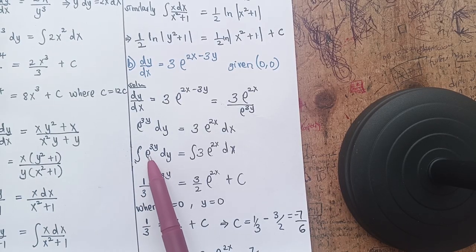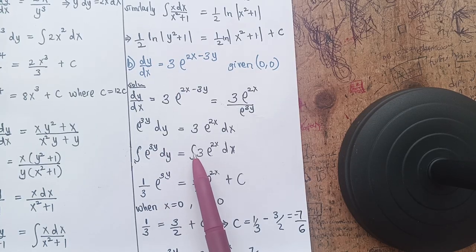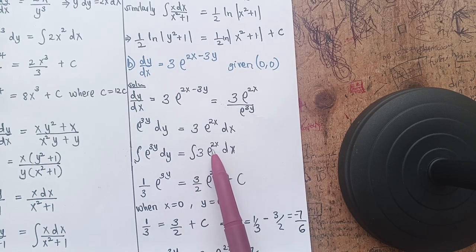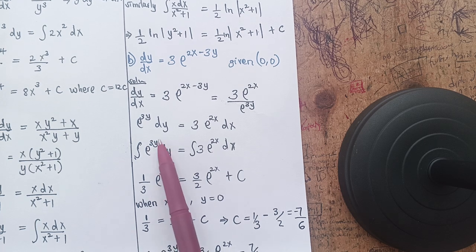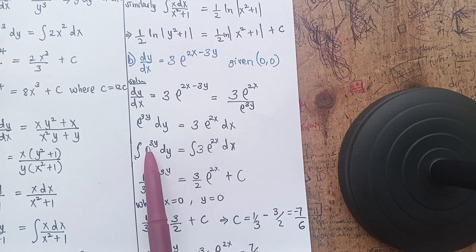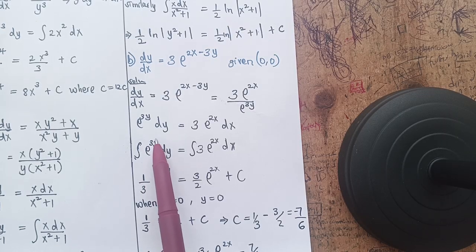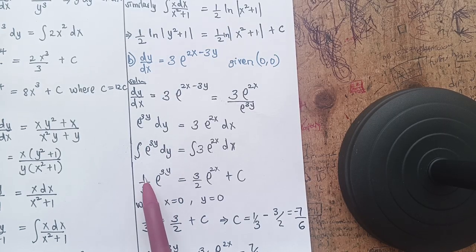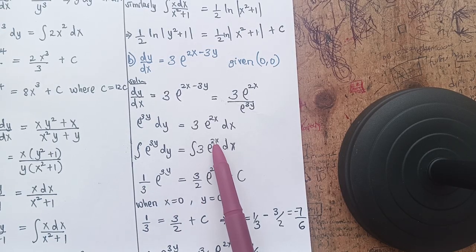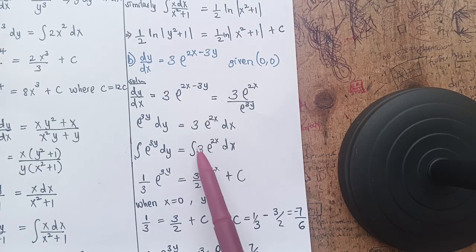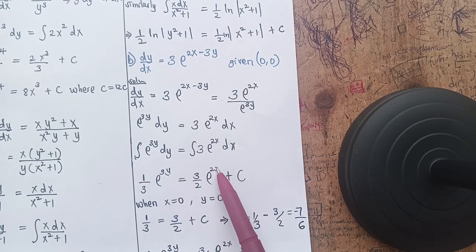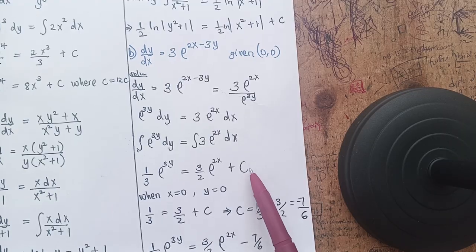So it's going to be the integration of exponential 3y is equal to the integration of 3 exponential 2x. For the exponential, first you look at the 3y. If you do the derivative of 3y, it's going to give you 3. So it is the same as 1 over 3 exponential 3y, which is the same as, here, the derivative of 2x is going to give you 2. So it's going to be 3 over 2 exponential 2x plus c.